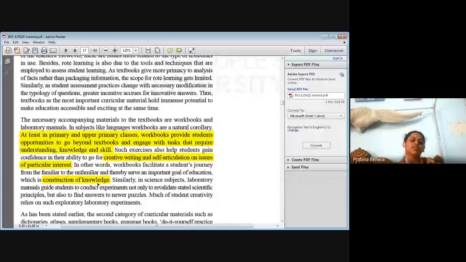It also helps in the construction of knowledge. When a student practices the workbook, it also helps their knowledge construction. By doing the workbook activity by themselves, they can develop their understanding power and their thinking ability also. Textbooks.